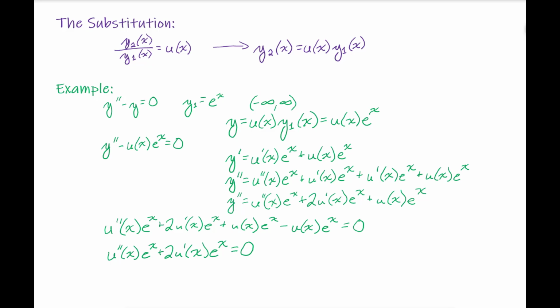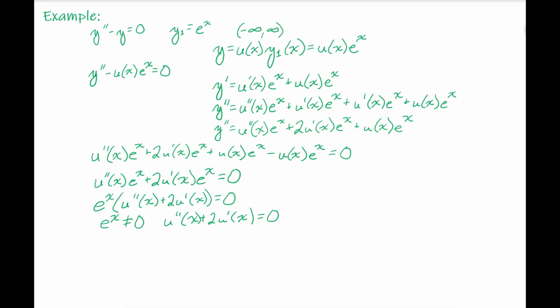So I can now factor out an e to the x. So I get e to the x times the quantity u double prime of x plus 2u prime of x equals 0. And now I know e to the x does not equal 0, ever. So that means that u double prime of x plus 2u prime of x must equal 0. Since I have a product that equals 0, then one part of it has to equal 0, and that must be the u double prime plus 2u prime.